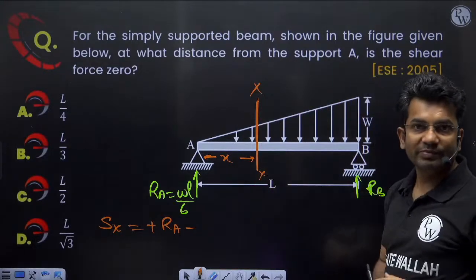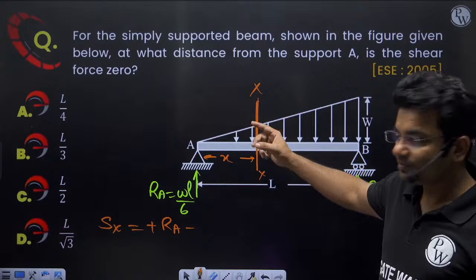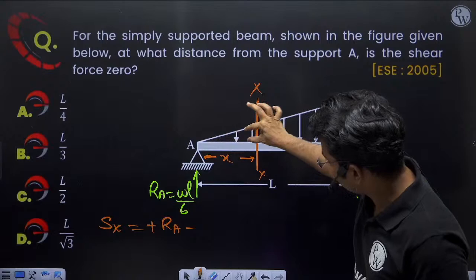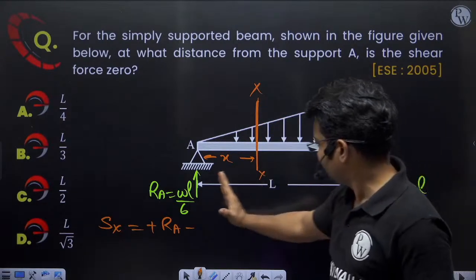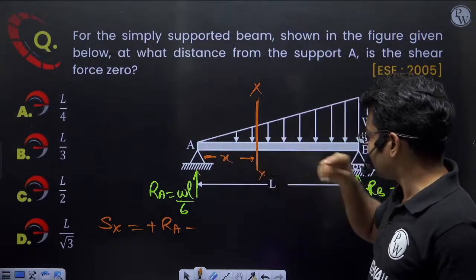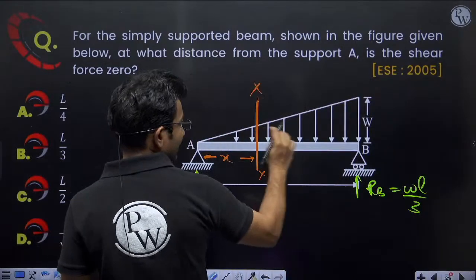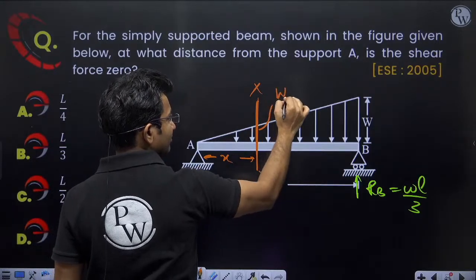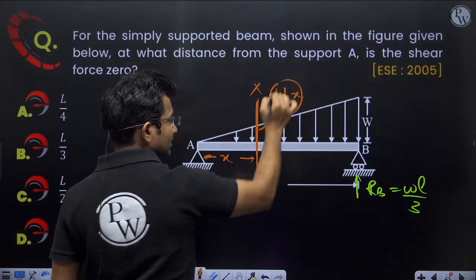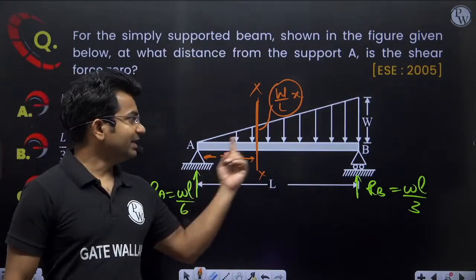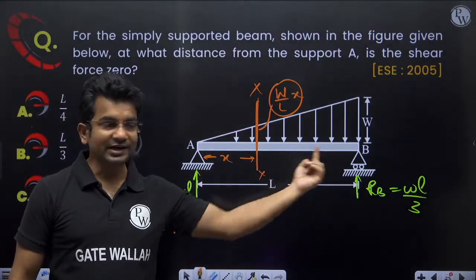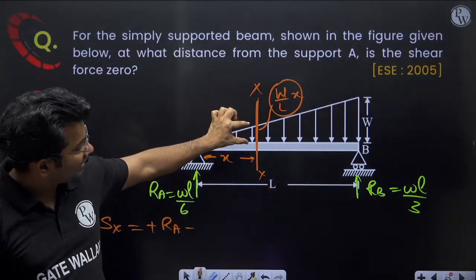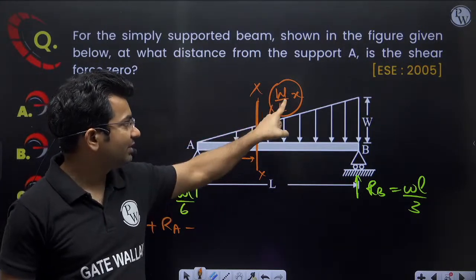At this location, what will be the loading intensity? See, it is linearly varying from 0 to W in total length L. So in X length, it will become W by L into X. So here the loading intensity will be W by L into X. Is it clear? This is linear interpolation, or I can use the similar triangle method also. By similar triangles or linear interpolation, here the loading intensity will be Wx by L.